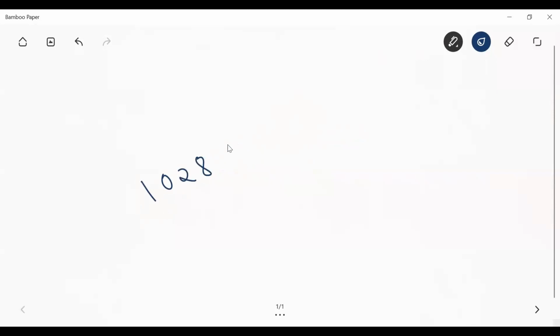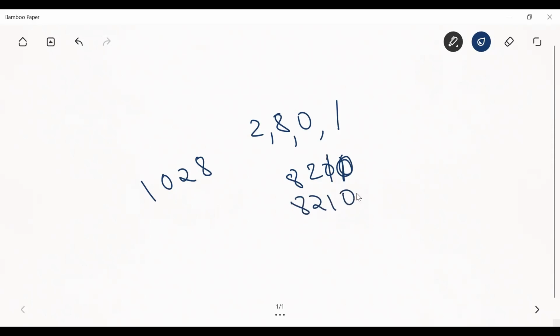You said 1028. We have the number 2801 and the largest number we have to make is 8210. This is the largest four-digit number. And 1028 is the smallest. 8210 is the largest four-digit number.